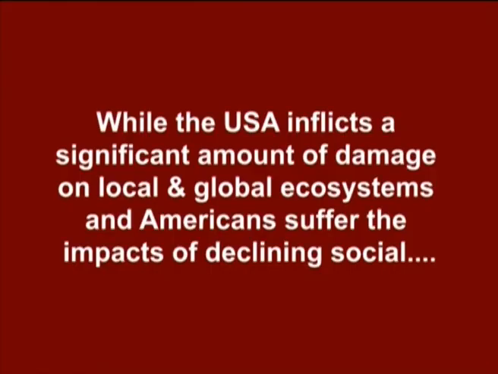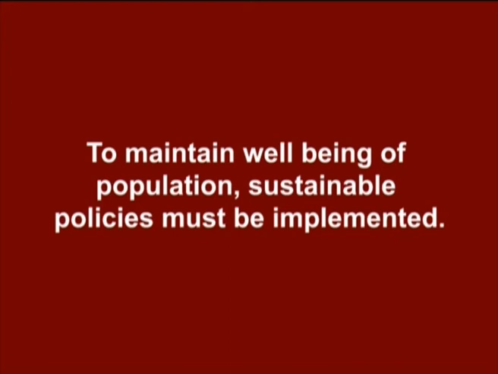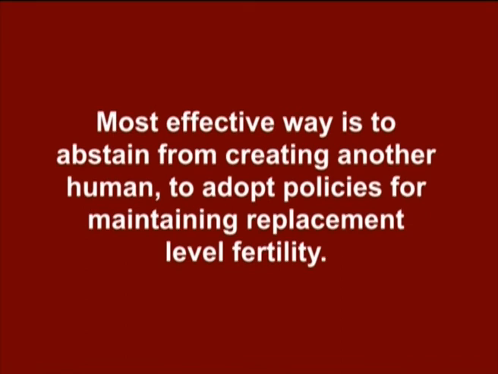Conclusion. While the USA inflicts a significant amount of damage on local and global ecosystems, and Americans suffer the impacts of declining social and environmental health, there seems little prospect of alleviating these impacts if current trends continue. To maintain the well-being of the population, sustainable policies must be implemented. The most effective way is to abstain from creating another human, to adopt policies for maintaining replacement level fertility. It is important to start school-based population and sex education programs as well.